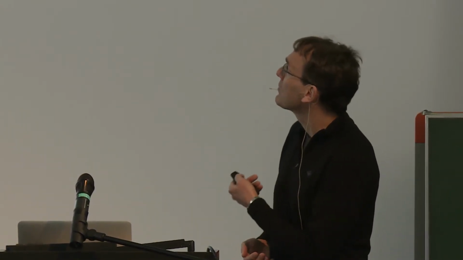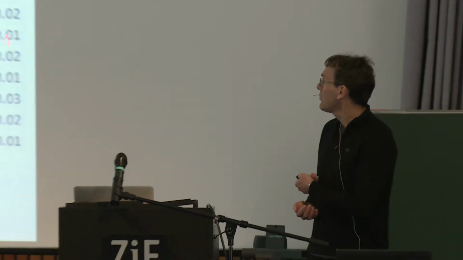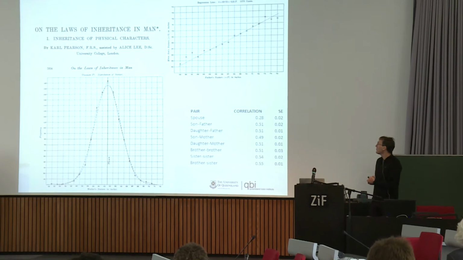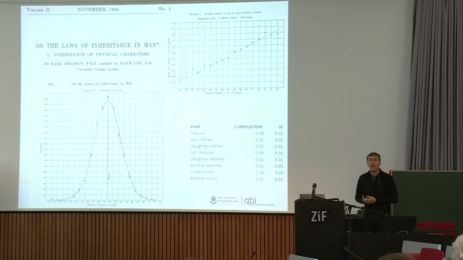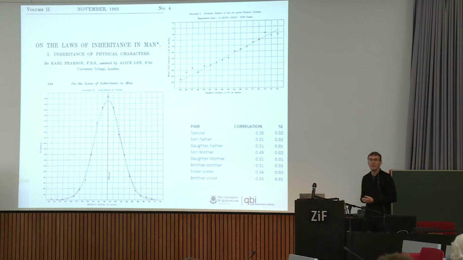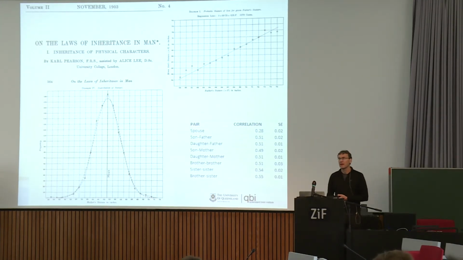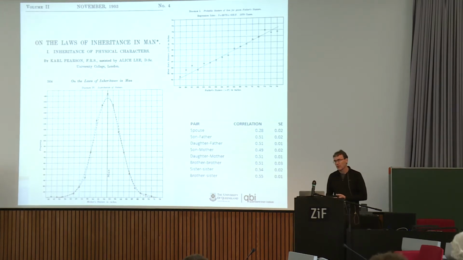And here's another one of these regressions. And what I've summarized here from that paper is the correlation between first-degree relatives, son, father, daughter, father, etc., and also between spouses. And again, these correlations are about 0.5 or so, with quite small standard errors. So these were large sample sizes, and the spouse correlation nearly 0.3. And again, these kind of numbers haven't changed that much since then. If we take a contemporary sample, we get relatively similar values.